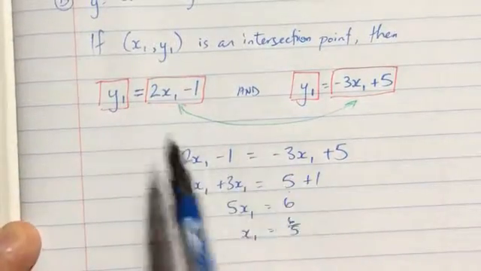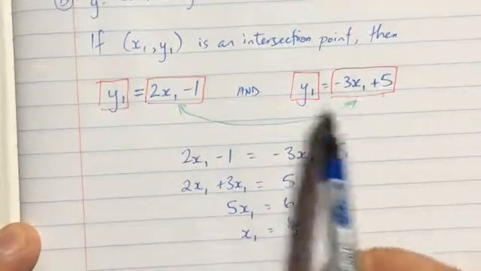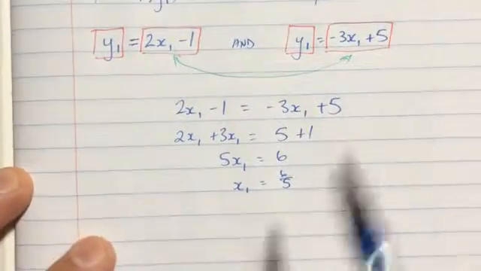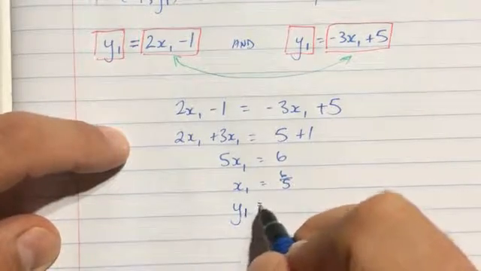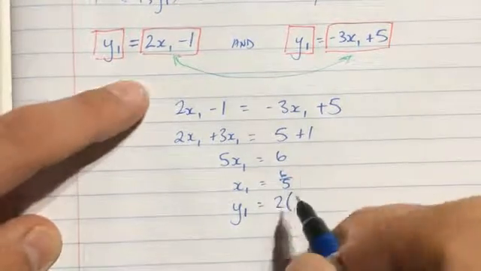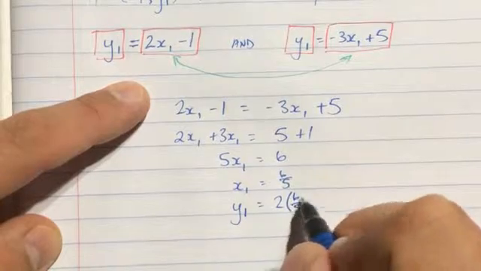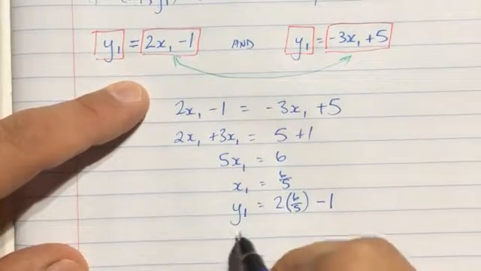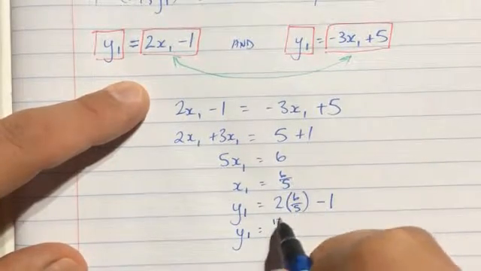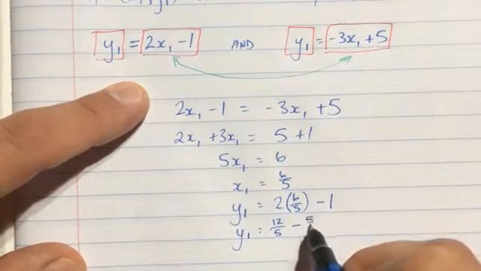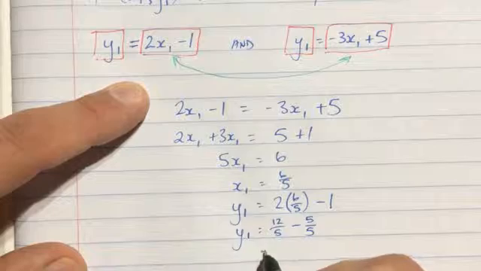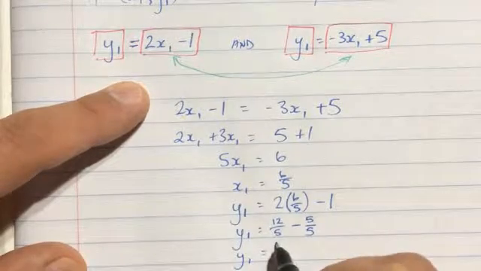We need to find the y1 part, which is pretty easy because we have two different equations we can use to find that. Let's use this first one up here. y1 is equal to 2 times x1, which we now know is 6/5, minus 1. So y1 is equal to, let's call that 12/5. Instead of writing minus 1 again, I'm going to write that as a number of fifths, 5/5. And therefore we know that y1 must be 7/5.